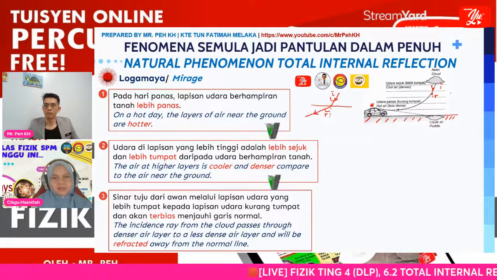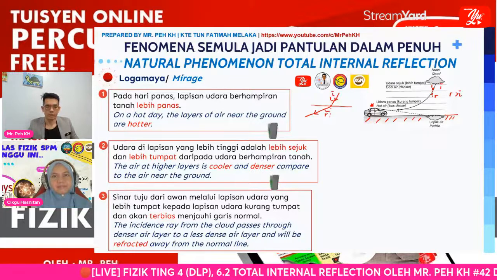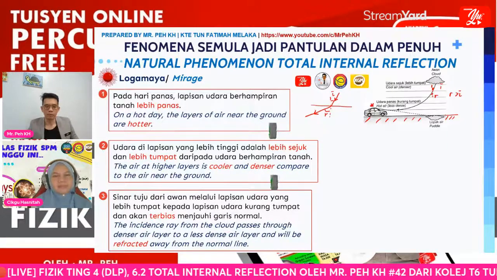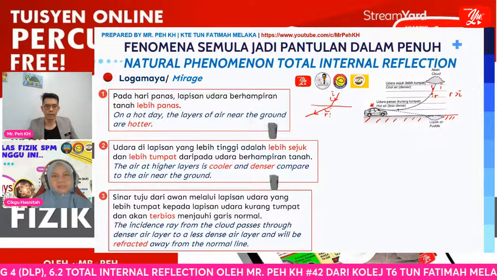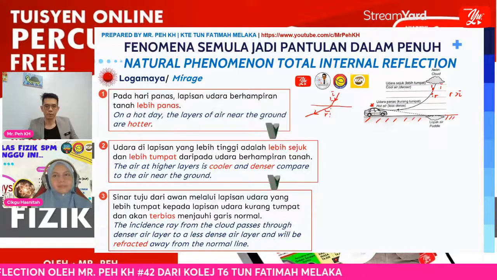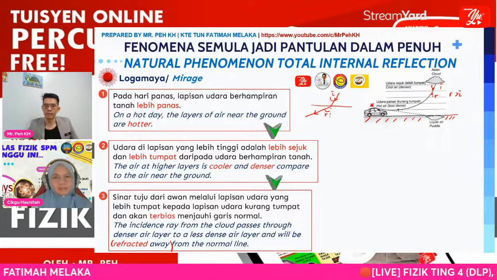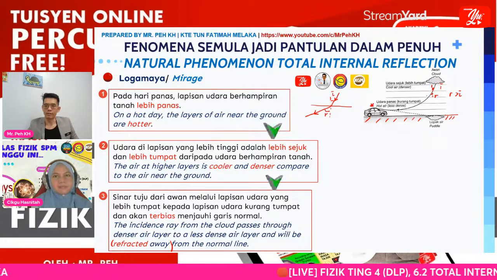Here, R will be greater than I. You can see here, the incident ray from the cloud passes through a denser air layer to a less dense air layer and will be reflected away from the normal line. So the normal line I drew as a dashed line already. Okay, then the next.